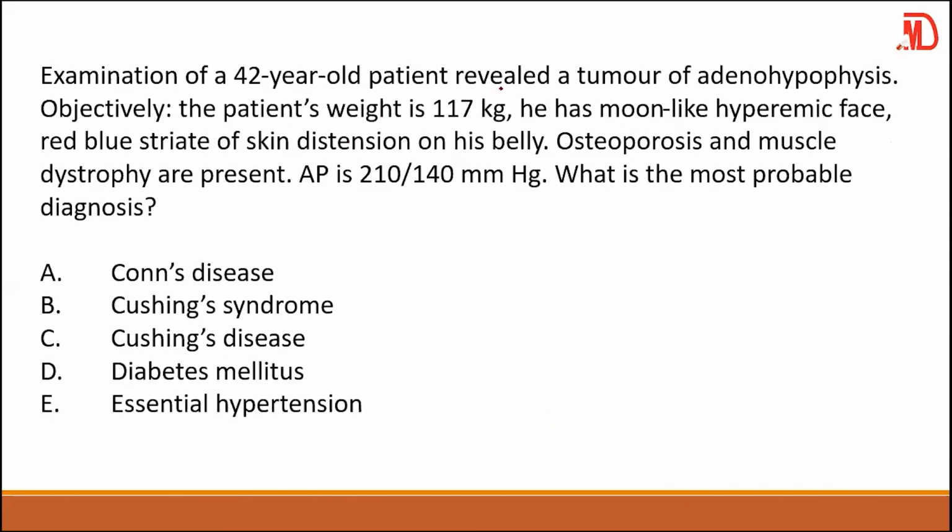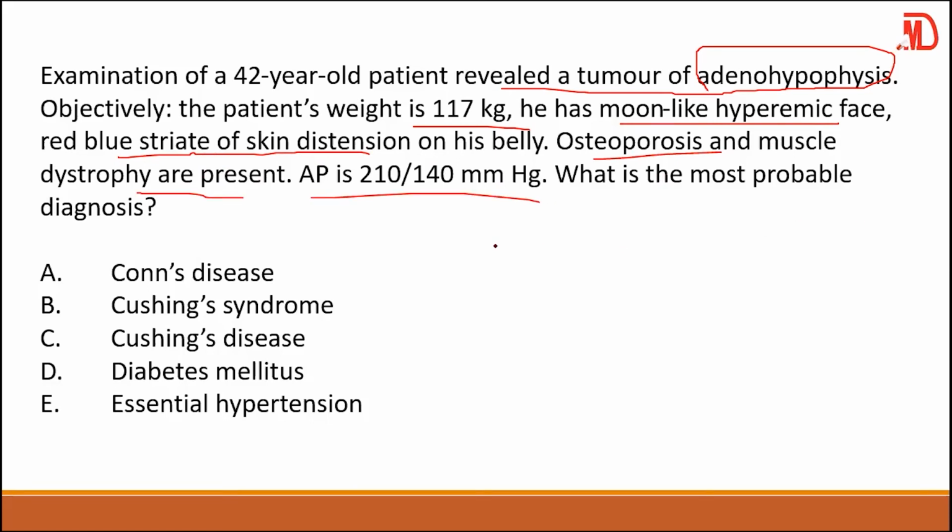Examination of a 42-year-old patient revealed a tumor of the adenohypophysis. What's another name for adenohypophysis? Who can tell me? I think pituitary. Good. The patient's weight is 117. He has a moon-like hyperemic face, striae of skin distension on his belly, that's like stretch marks. Osteoporosis and muscle dystrophy are present. Arterial pressure is 210/140. What is the probable diagnosis?